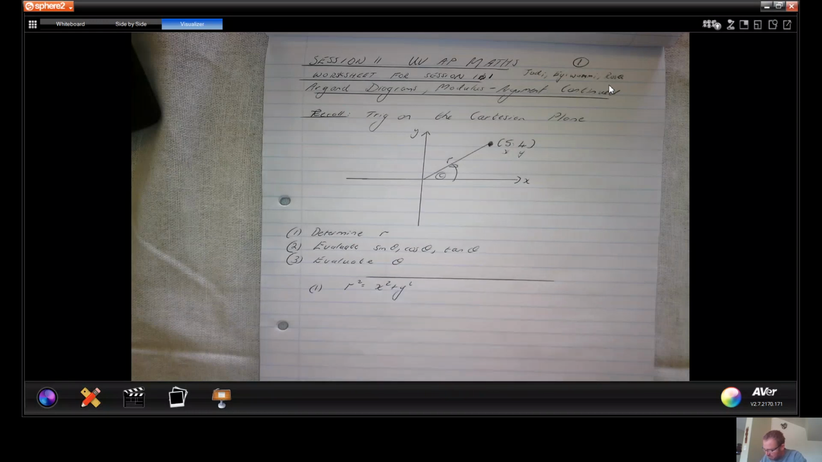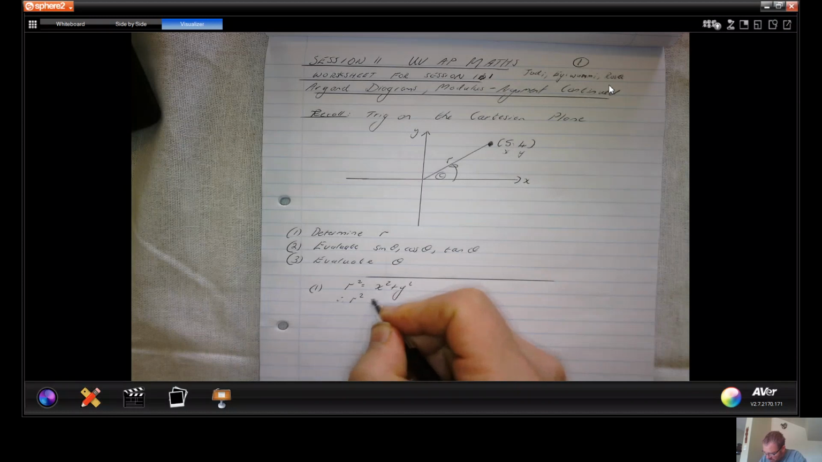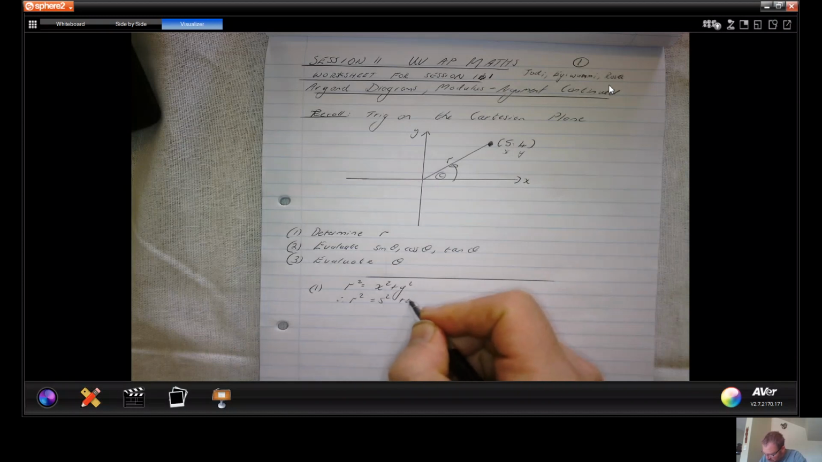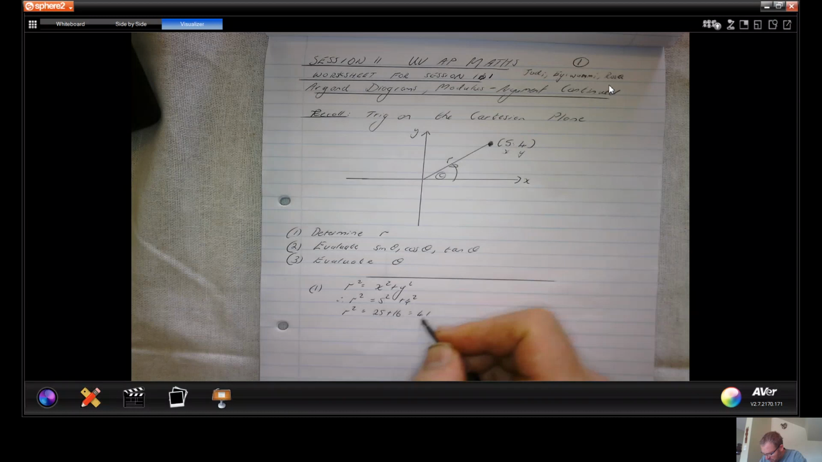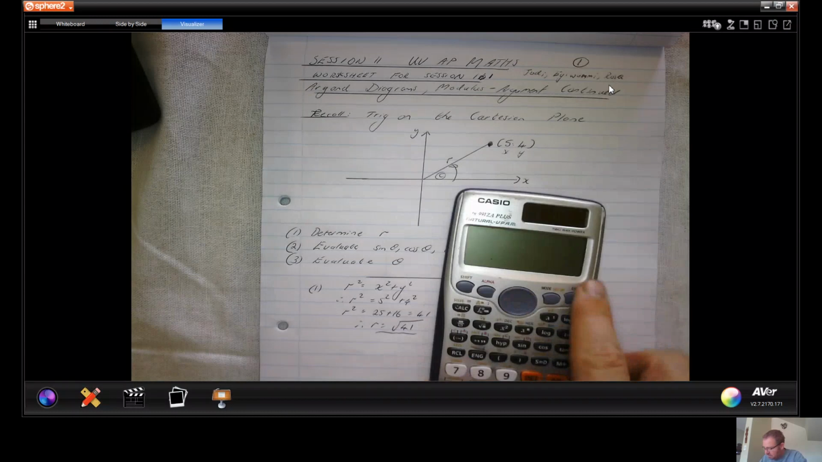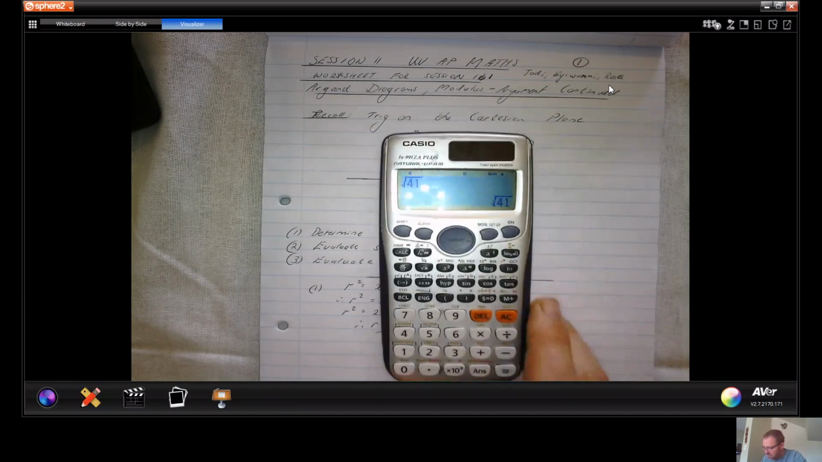Remember, any deliberate errors that are spotted get a chocolate. So therefore r squared is going to be 5 squared plus 4 squared. So r squared is equal to 25 plus 16, which is equal to 41. So therefore r is equal to the square root of 41. If you enter that into your calculator, we can get to something called simplest surd form, but that's already in simplest surd form, so it just won't change. So r is equal to root 41.